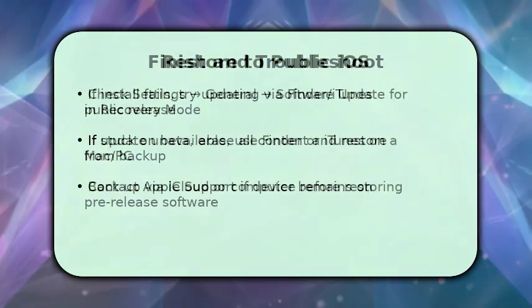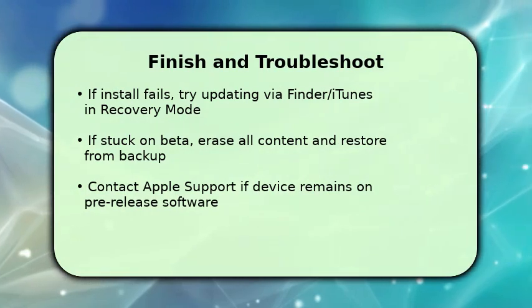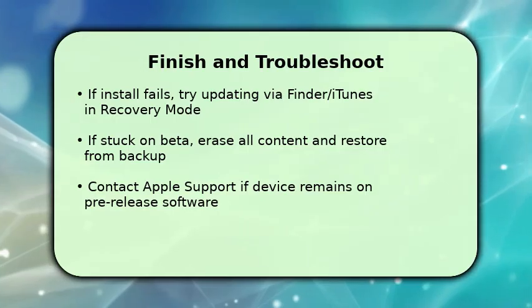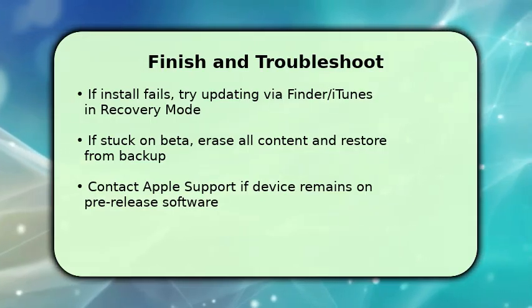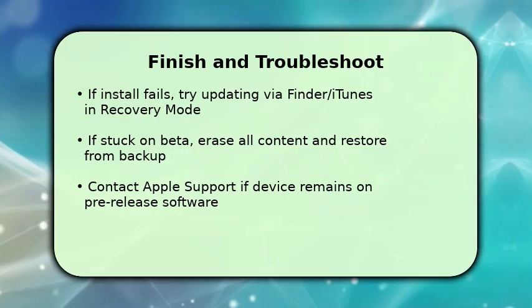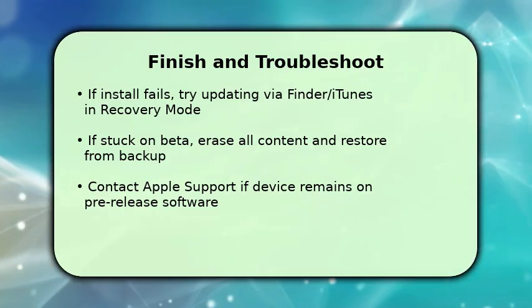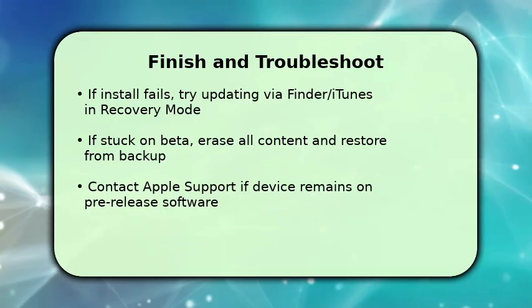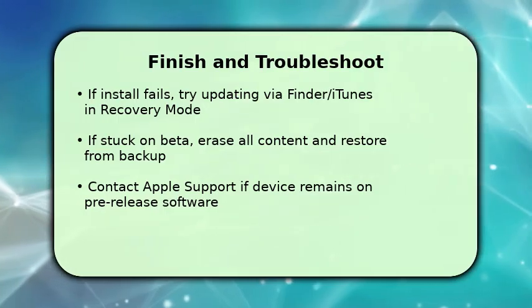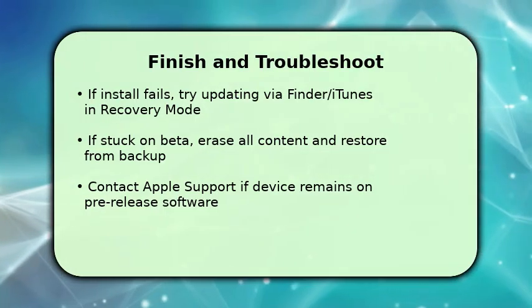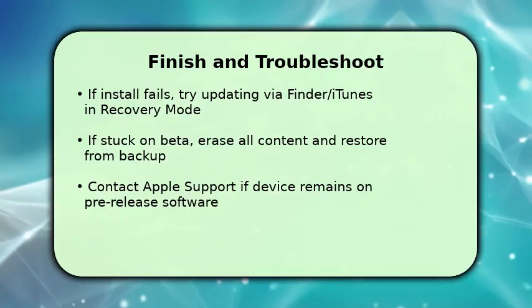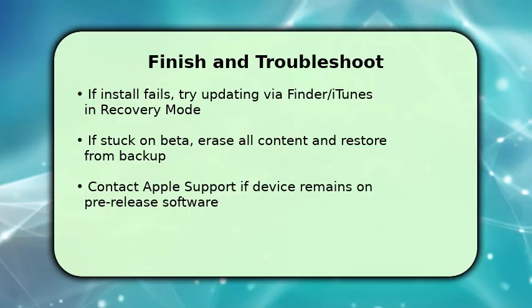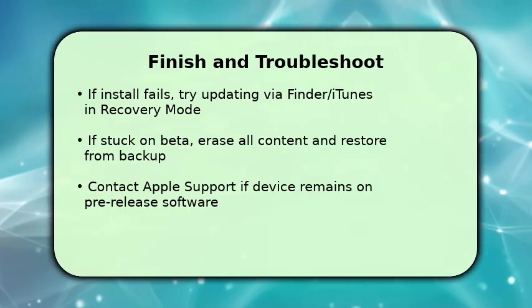If the OTA update fails, put the iPhone into recovery mode and use Finder or iTunes to force an install. This clears residual beta components. If the phone won't exit the beta channel, a full erase and restore from your backup usually resolves it. If problems persist, such as activation errors or repeated beta reinstallation, contact Apple.